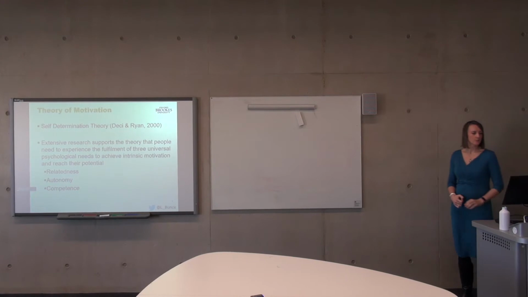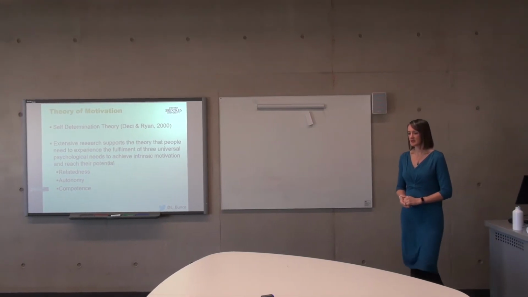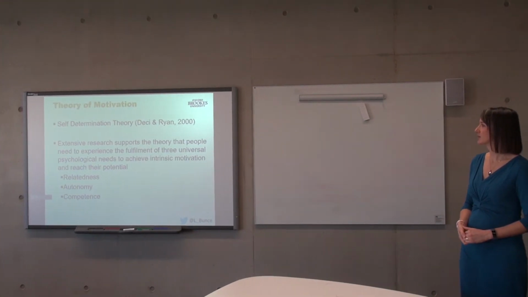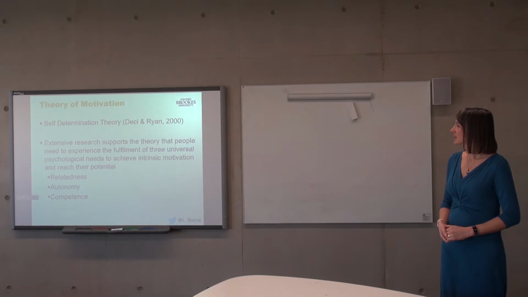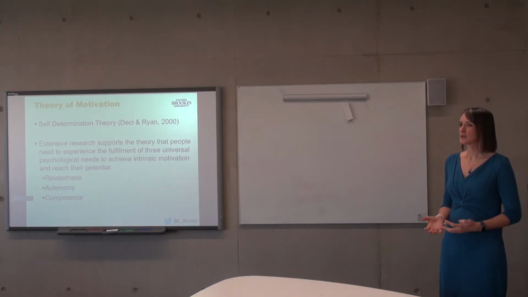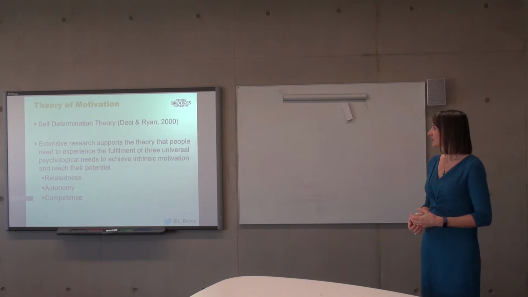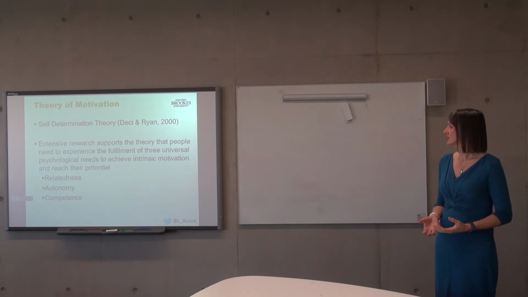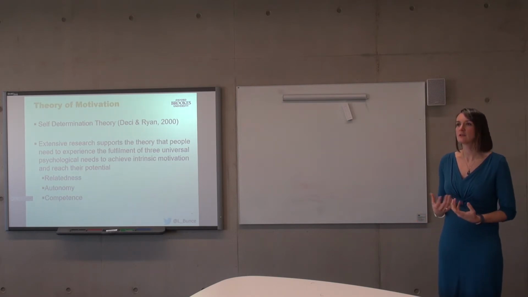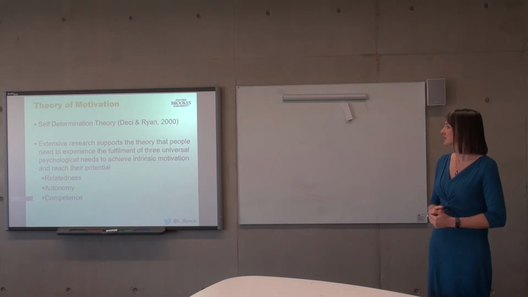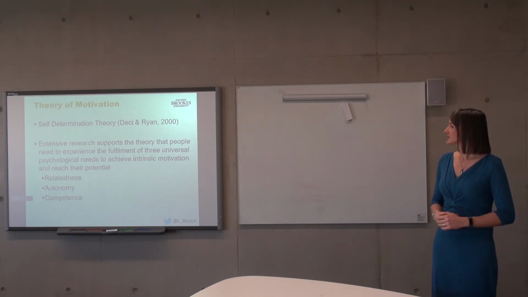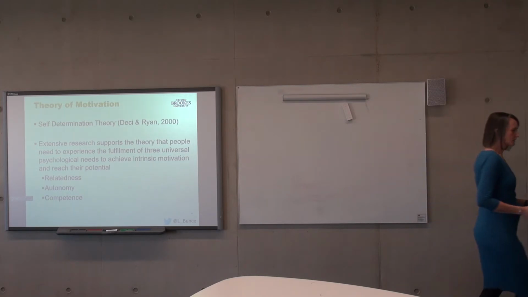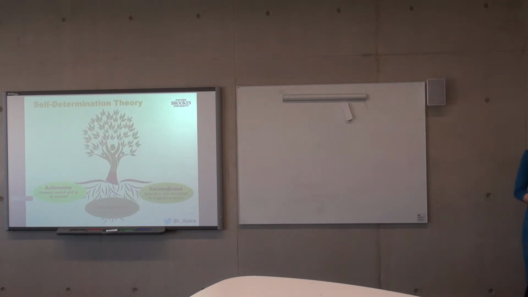Yeah, so we employed a theory that's been used extensively in educational settings, a psychological theory of motivation called self-determination theory. There's been extensive research to support the idea that people need to experience fulfillment of 3 fundamental universal psychological needs in order to achieve intrinsic motivation for doing things and to reach their full potential. So these 3 psychological needs are relatedness, autonomy and competence, and I'll explain what these 3 are next.